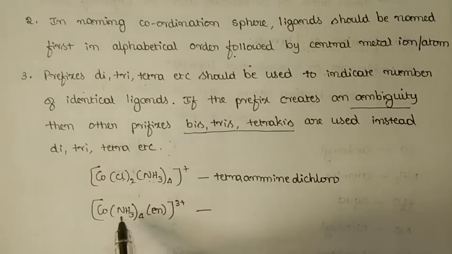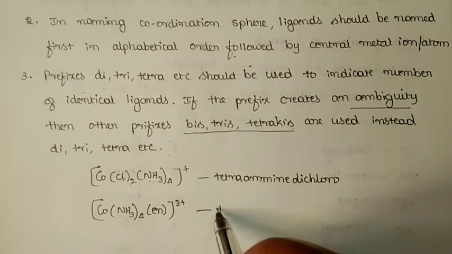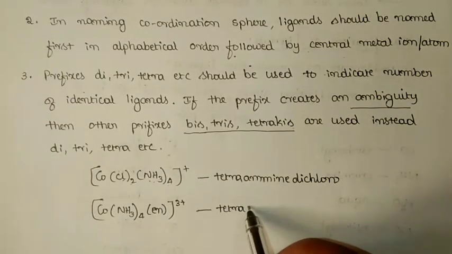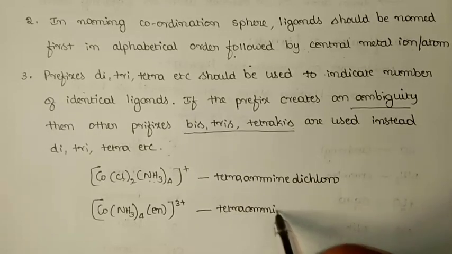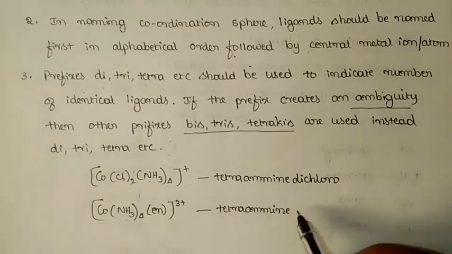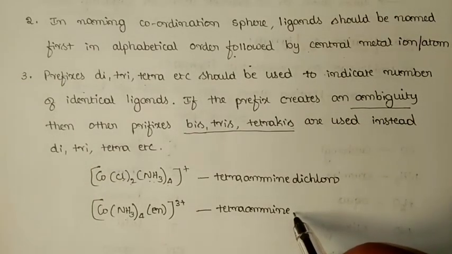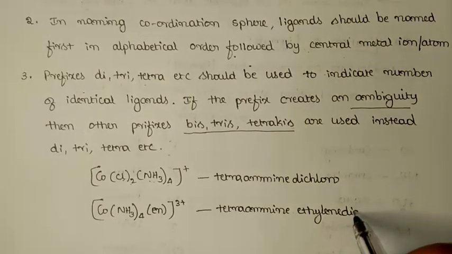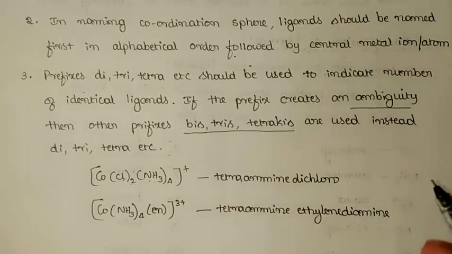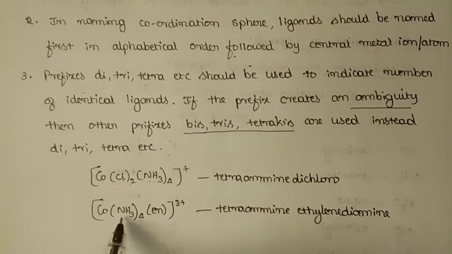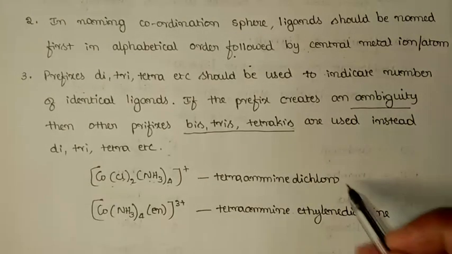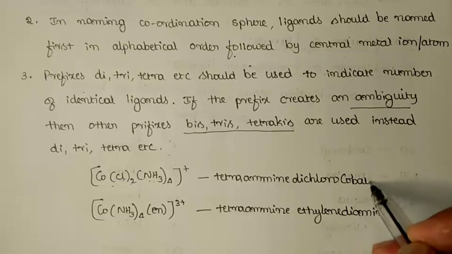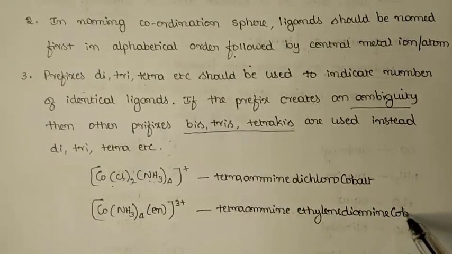So which one should we say first? Obviously the alphabetical order should be followed. Amine, which is present in 4 number, so again tetraamine, then ethylenediamine. So we have given them in alphabetical order. Then we have to give the name of the central metal atom. In both the cases it will be cobalt. So here also it is cobalt.